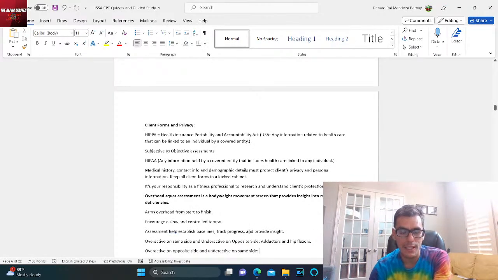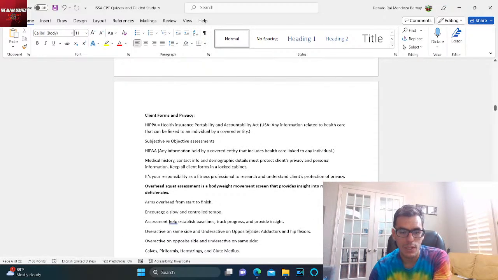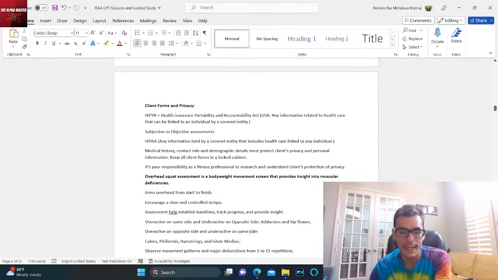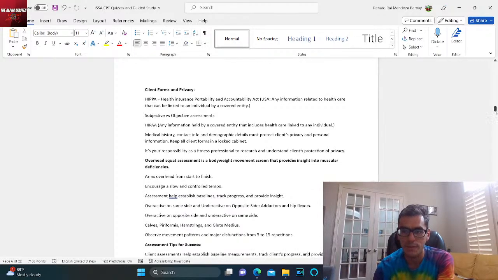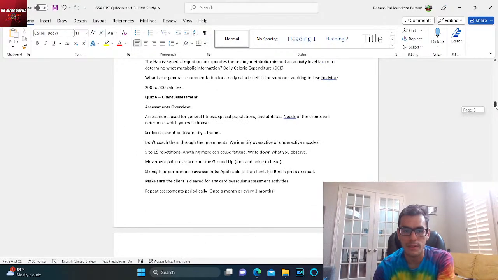Then you have overactive on opposite sides and underactive on the same sides: the calves, the piriformis, the hamstrings, and the glute medius. Again, you need to observe the movement patterns and major dysfunctions from 5 to 15 repetitions.